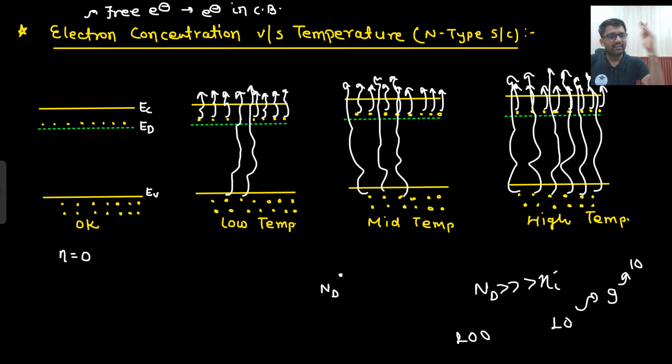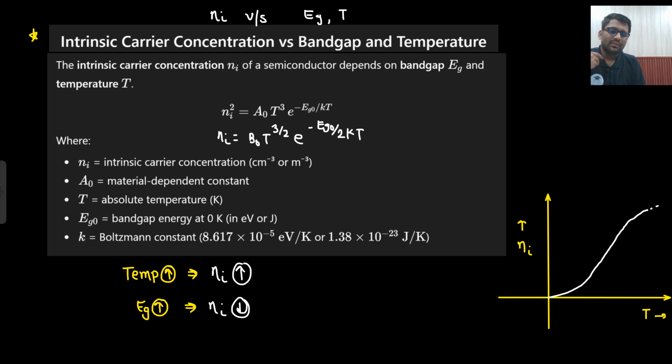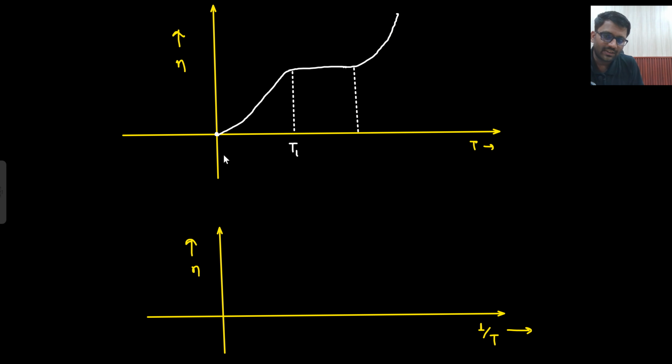But if you keep on increasing the temperature, at very high temperature a lot of covalent bonds will break and a lot of electrons will come into the conduction band. Okay, so this particular region will be known as which region? Ionization region.